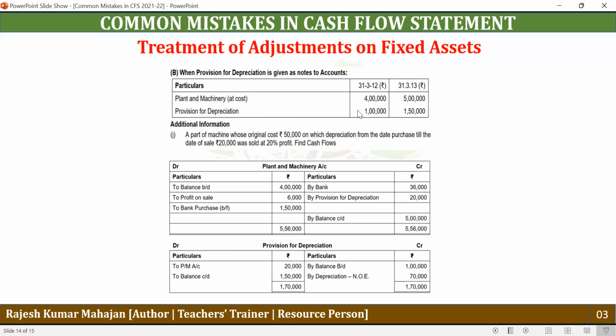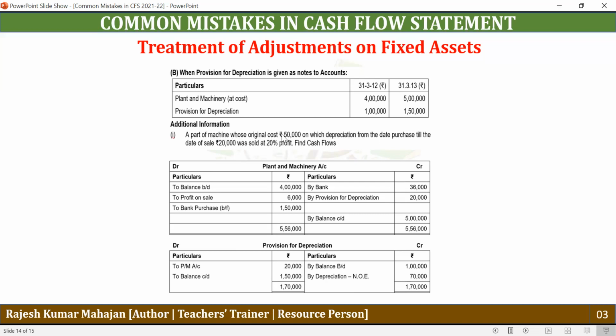But when adjustments are given, then you will have to prepare both the accounts and show the relevant effects of the different amounts. So now let's see what adjustment we are given. We are given one adjustment: a part of the machine whose original cost is 50,000, on which depreciation from the date of purchase till the date of sale is 20,000, was sold at 20% profit.